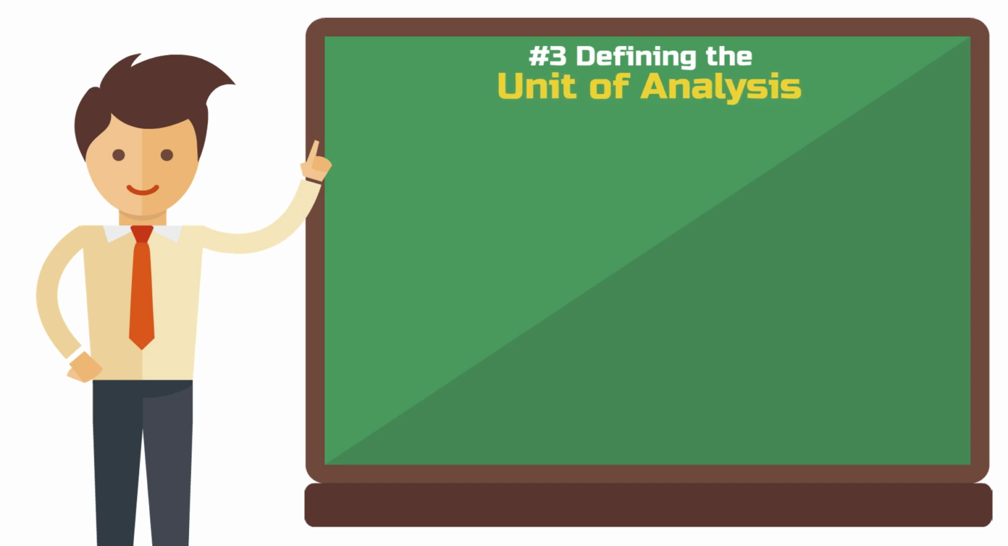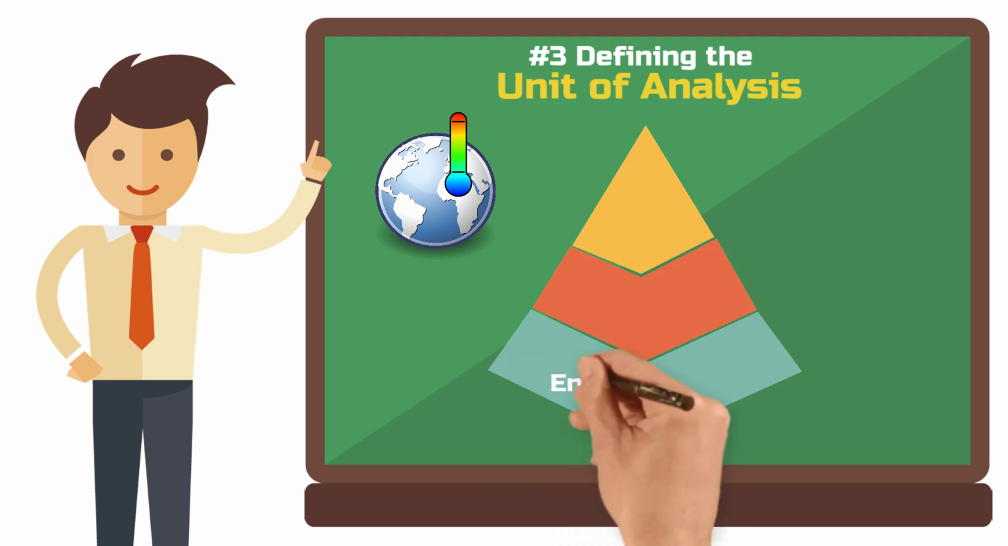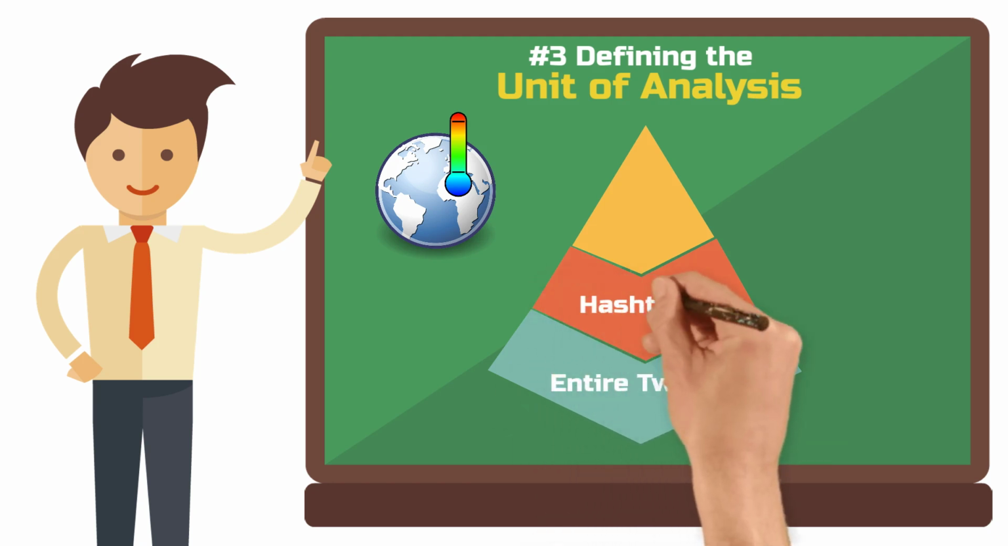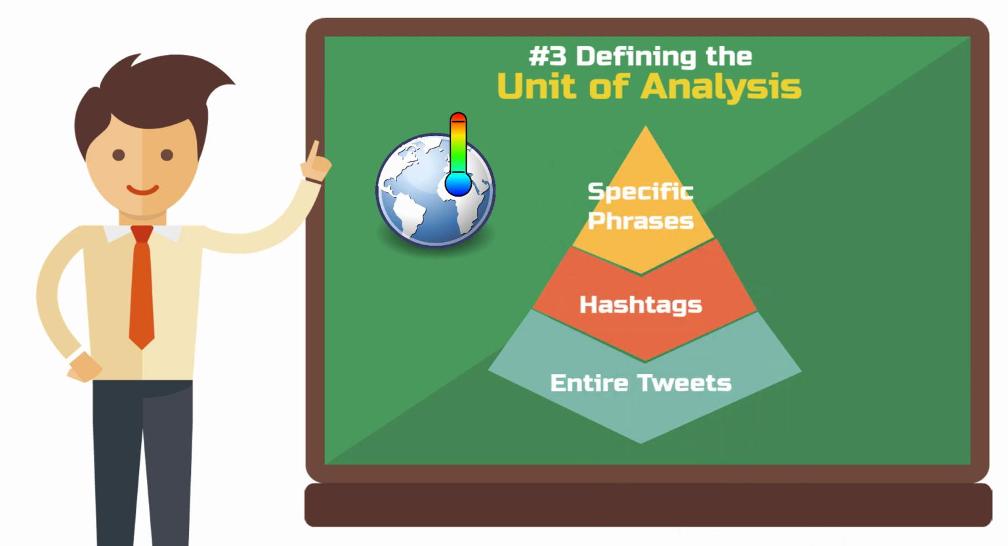At this stage, you specify the level at which your material will be analyzed. For example, if you are studying how climate change is framed in tweets, your unit of analysis could be entire tweets, individual hashtags, or specific phrases related to emotions. For example, climate crisis versus climate hoax.